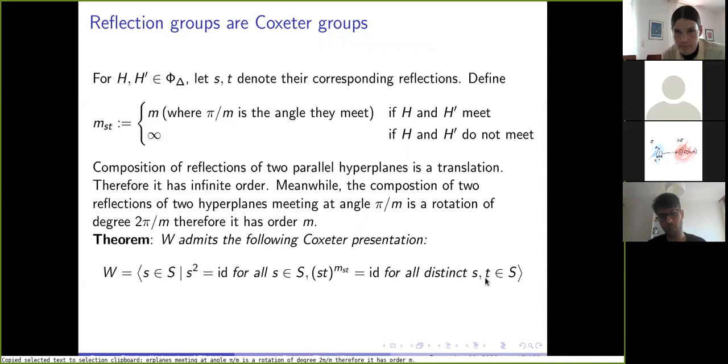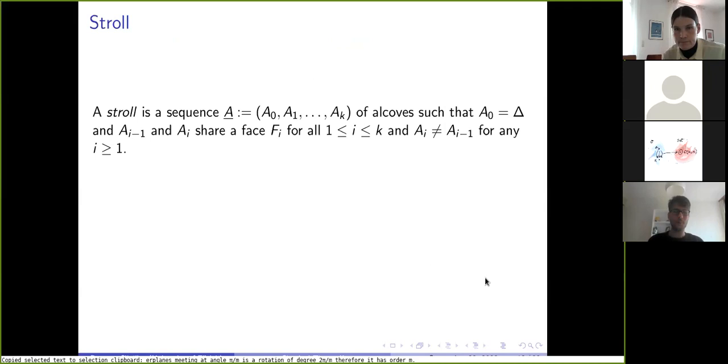All right. Now we've seen that reflection groups are Coxeter groups. We will try to see what some notions from Coxeter groups look like in reflection groups. Some, for example the expressions, reduced expressions, and the length function, all correspond to really nice geometric things here. All right, we will start with expressions. Expressions will just correspond to strolls. And strolls, it's a really good name. I like the name because it really corresponds to a walk.